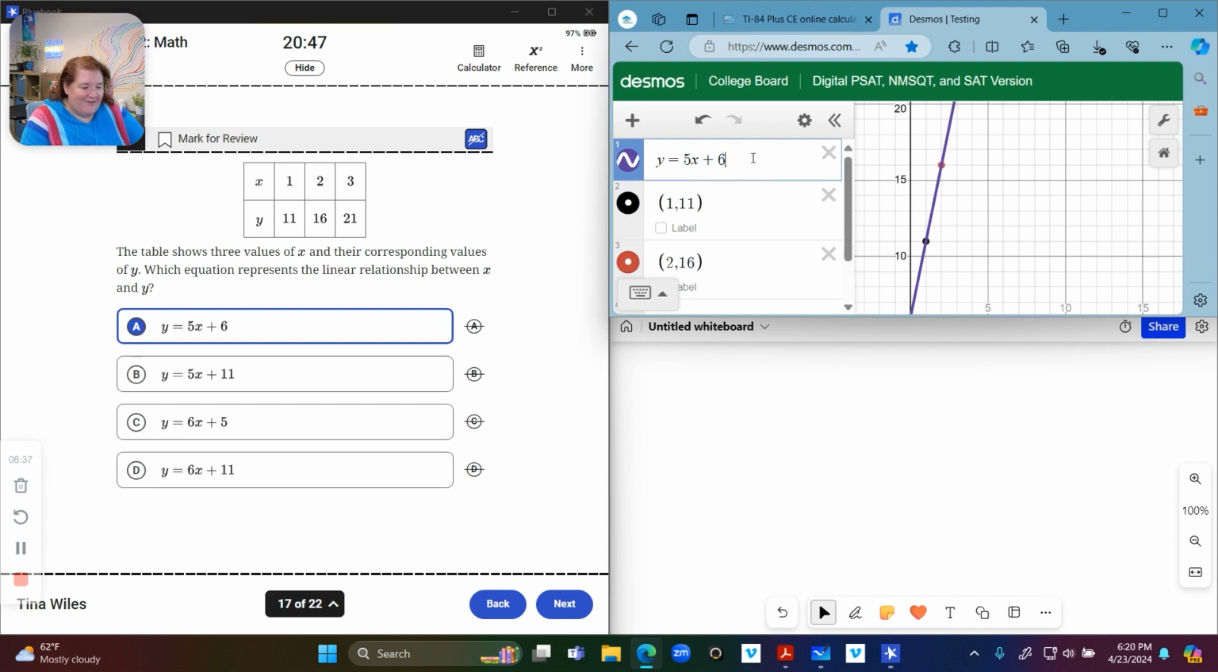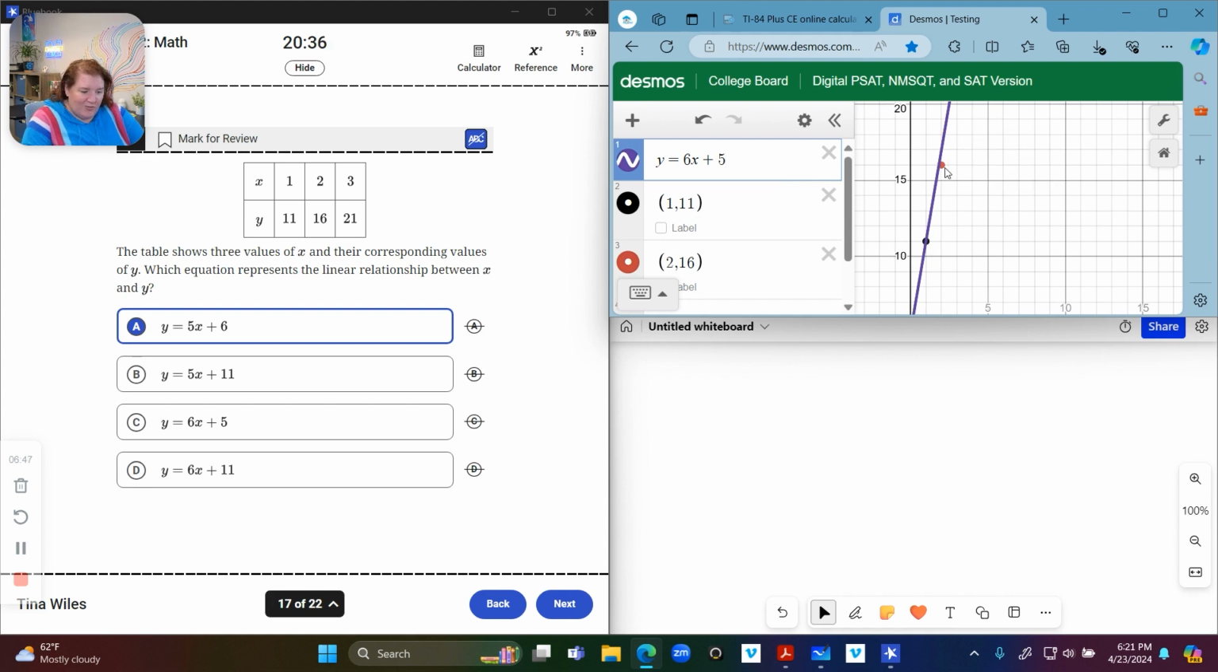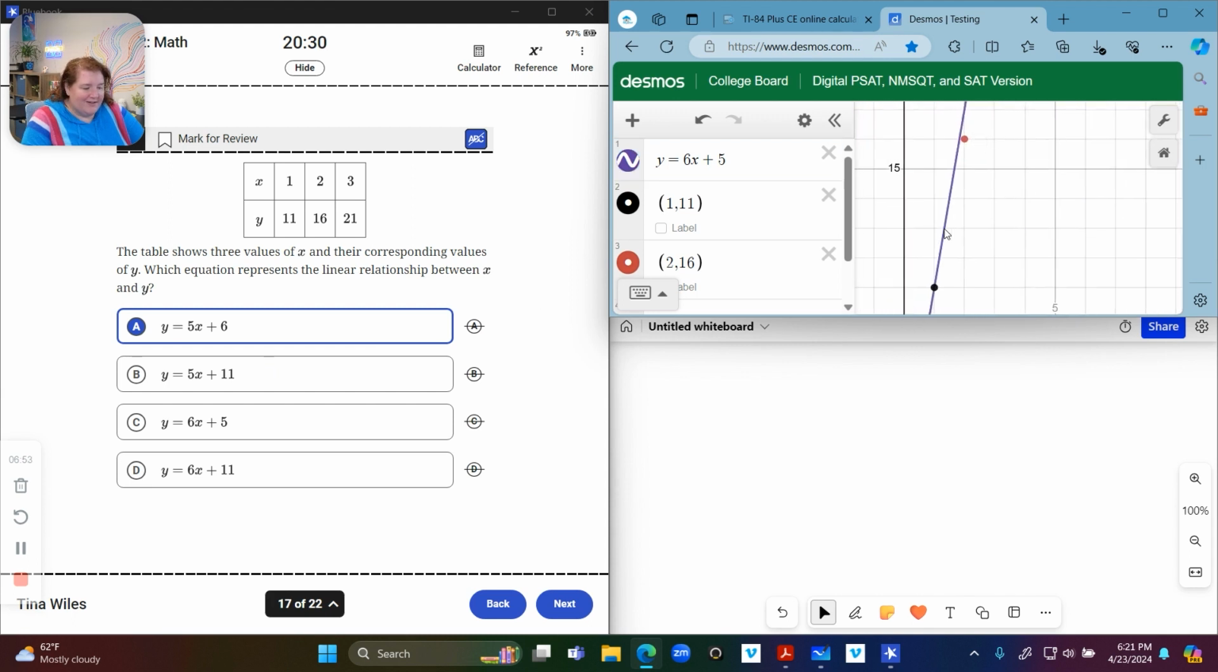If I did 5x plus 11, those points aren't on it. Or if I did 6x plus 5, that point, the second point, is not on it, right? It doesn't touch that. You could zoom in too to see that it doesn't touch. So A was the correct answer.